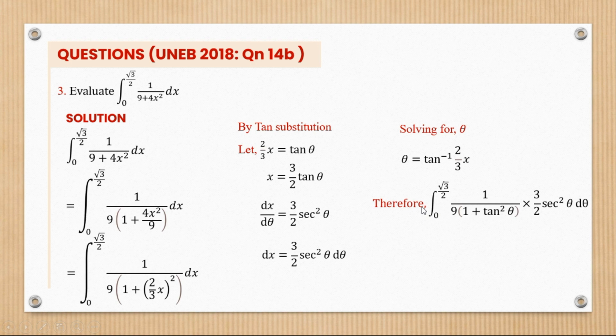And then therefore we have the integral of 1 over 9 into 1 plus tan squared theta, as you can already see from right here, times 3 over 2 sec squared theta d theta. Then therefore we can see that this 3 and this reduce, and here we will be left with the 3. So 3 times 2 is 6. So we have 1 over 6 being pulled out into sec squared theta over sec squared theta, which is actually 1. But the integral of that shall be equal to theta.